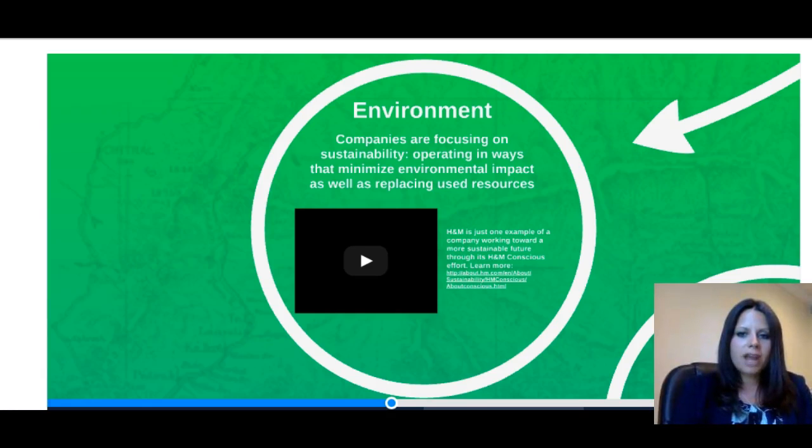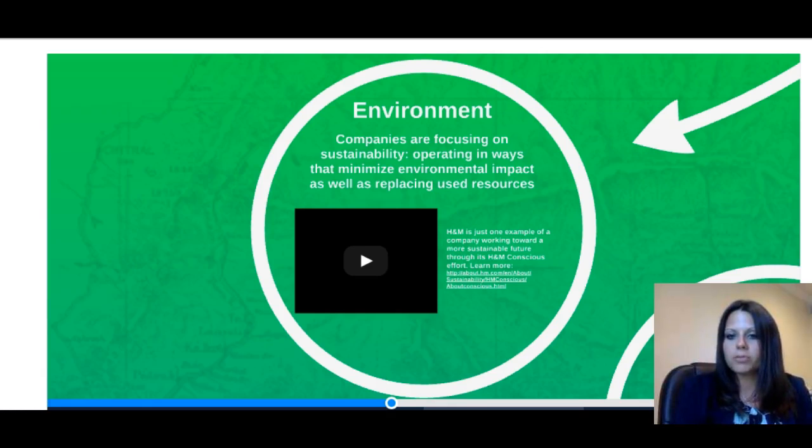Now moving on to the environment of a business, companies are focusing on this idea of sustainability, so operating in ways that have less environmental impact and also replacing used resources. The sustainable type of conduct really helps to eliminate waste and ultimately helps profits in an organization. If you're able to reuse and recycle, you can save some money. On top of that, your stakeholders might like that, and consumers might like seeing that social responsibility factor for the business.